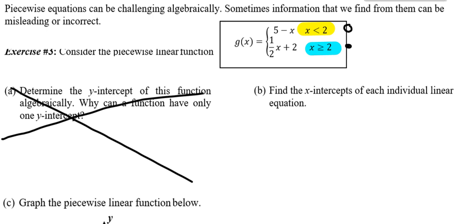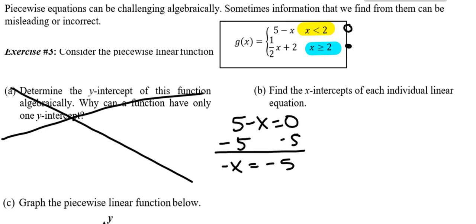So Part B says find the x-intercepts of each individual linear equation. So that means the first equation says 5 minus x. I'm going to set that equal to 0 and solve for it. So I'm going to subtract 5 on both sides. I get negative x equals negative 5. Divide by negative 1 on both sides. That means x equals positive 5. So that is one of the x-intercepts.